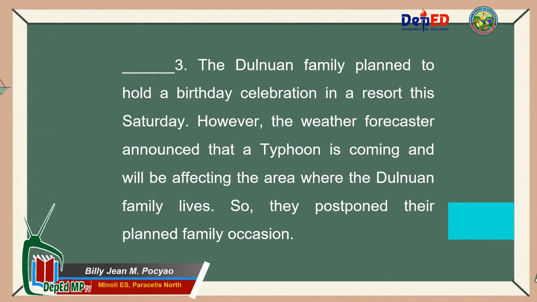Number 3. The Dulnuan family planned to hold a birthday celebration in a resort this Saturday. However, the weather forecaster announced that a typhoon is coming and will be affecting the area where the Dulnuan family lives. So, they postponed their planned family occasion. The correct answer is check.